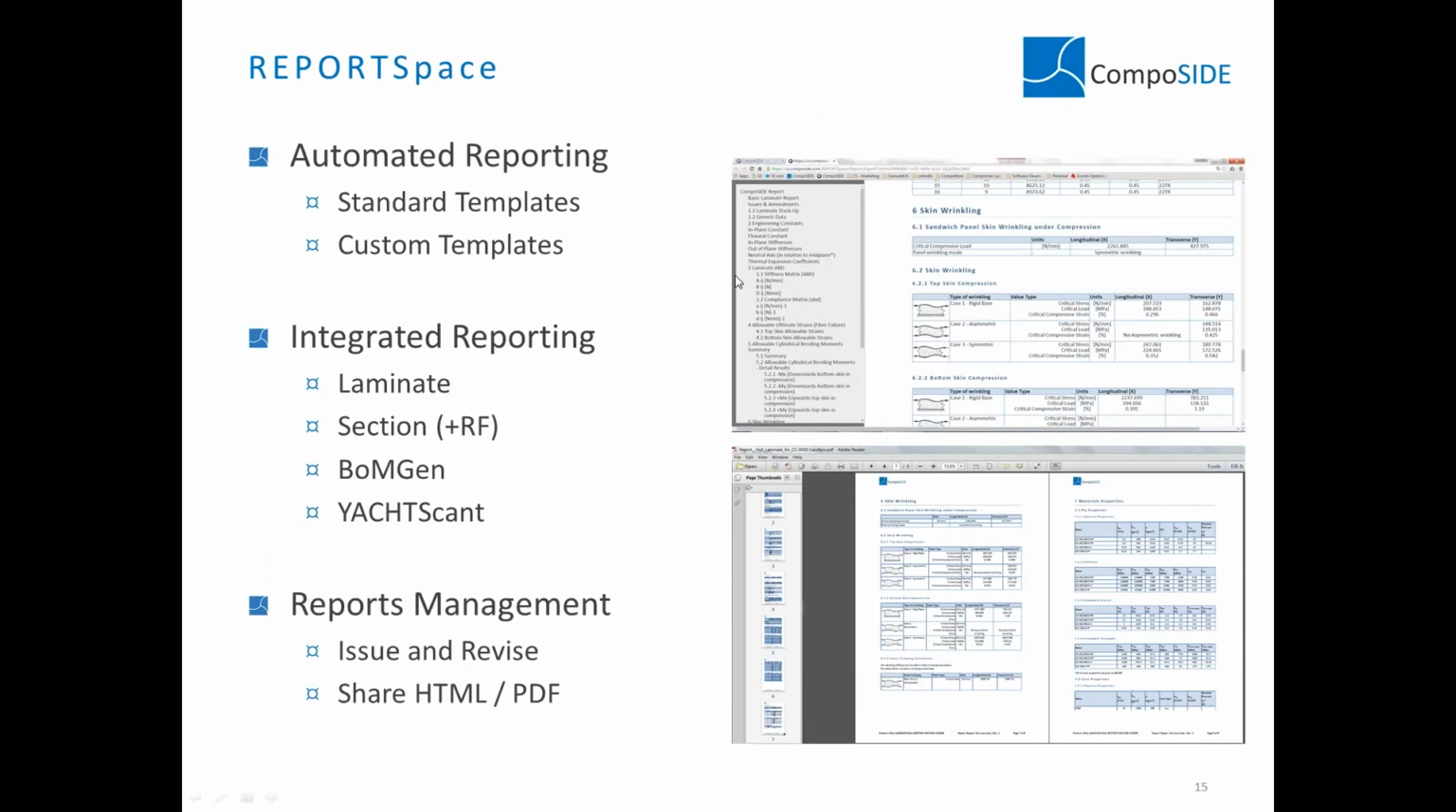So I mentioned earlier there are a number of automated reports. So report space is the place where one should go to look at those. It basically allows you to use the standard templates or to define your own custom templates for laminates, sections with inclusion of reserve factors, bill of material, or yacht standards for ISO and GL scantling regulations. All your reports are managed within report space.